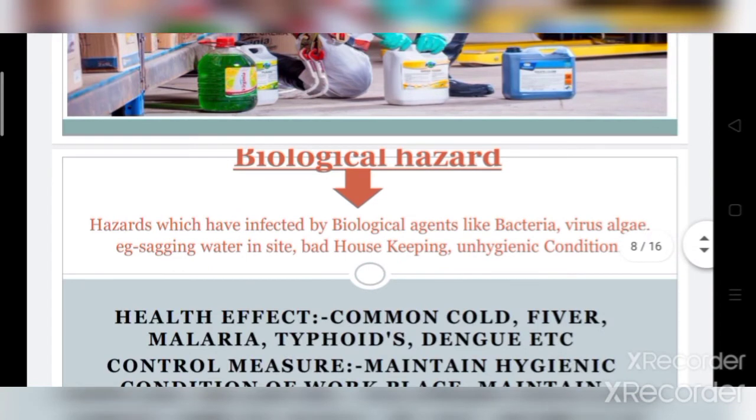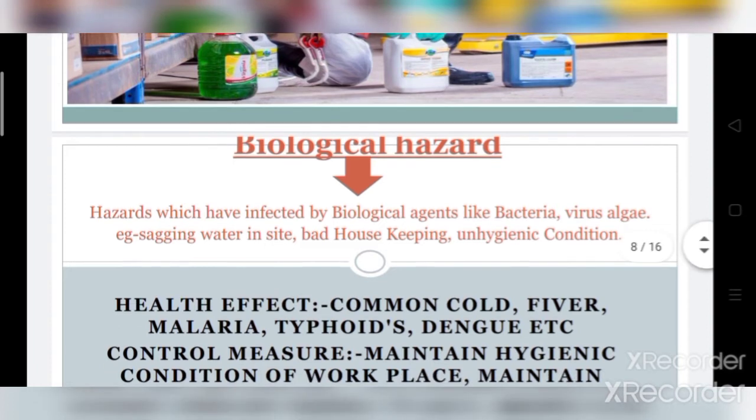The third thing is biological hazard. Biological hazards mean biological microorganisms present around us. In your hand, in the air, in the room, in all places, different types of microorganisms are present, like virus, bacteria, algae, fungi. They affect us. The definition of biological hazard is hazards caused by infection from biological agents like bacteria, virus, algae. Examples are stagnant water, bad housekeeping, and unhygienic conditions.